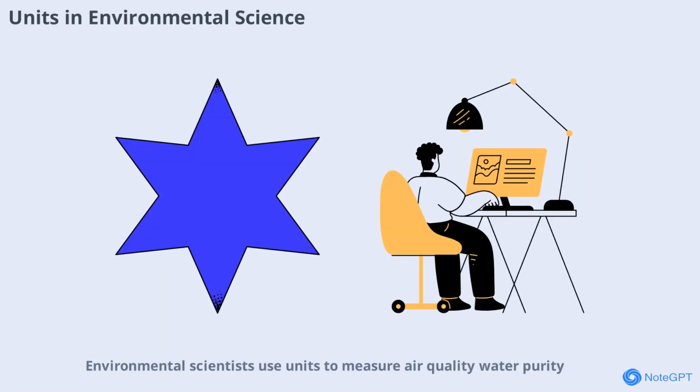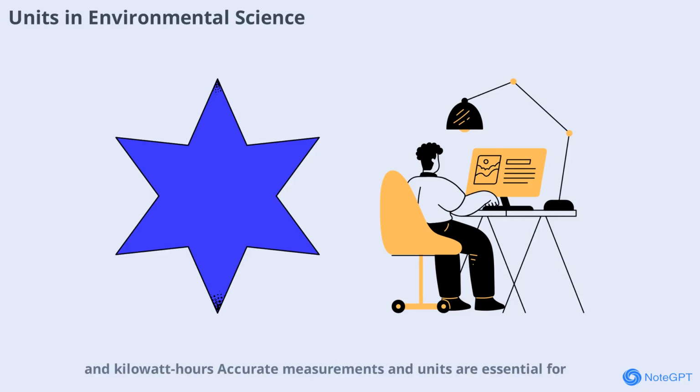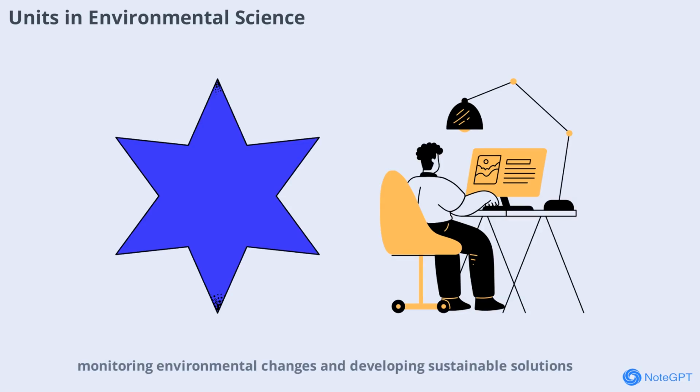Environmental scientists use units to measure air quality, water purity, and energy consumption. Common units include parts per million, liters, and kilowatt-hours. Accurate measurements and units are essential for monitoring environmental changes and developing sustainable solutions.